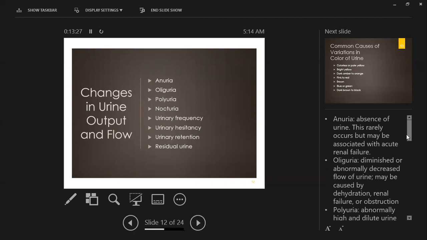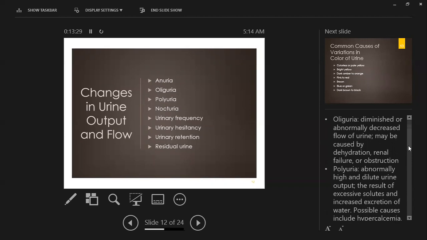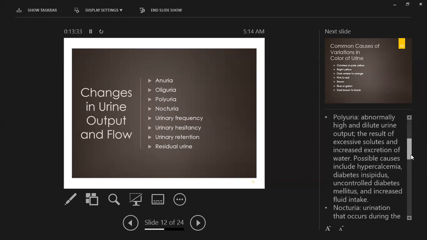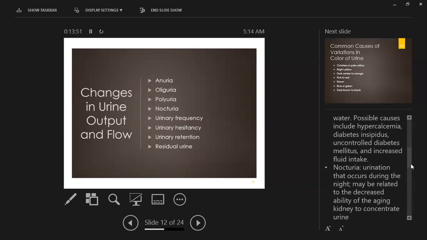Polyuria is abnormally high amounts of urine, dilute urine, right? It's usually the result of excessive solutes and increased excretion of water. If a person has hypercalcemia, diabetes insipidus, uncontrolled diabetes mellitus, or they've just been taking in a ton of fluid, we may see polyuria. We also see polyuria in pregnancy.